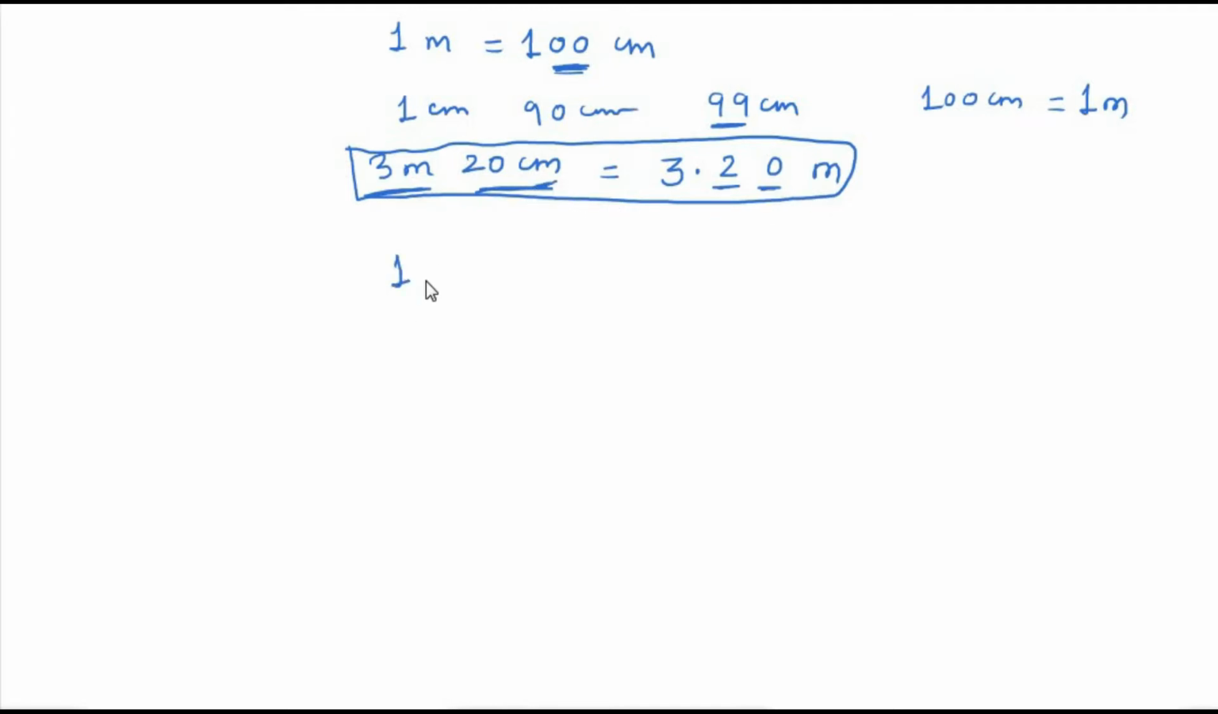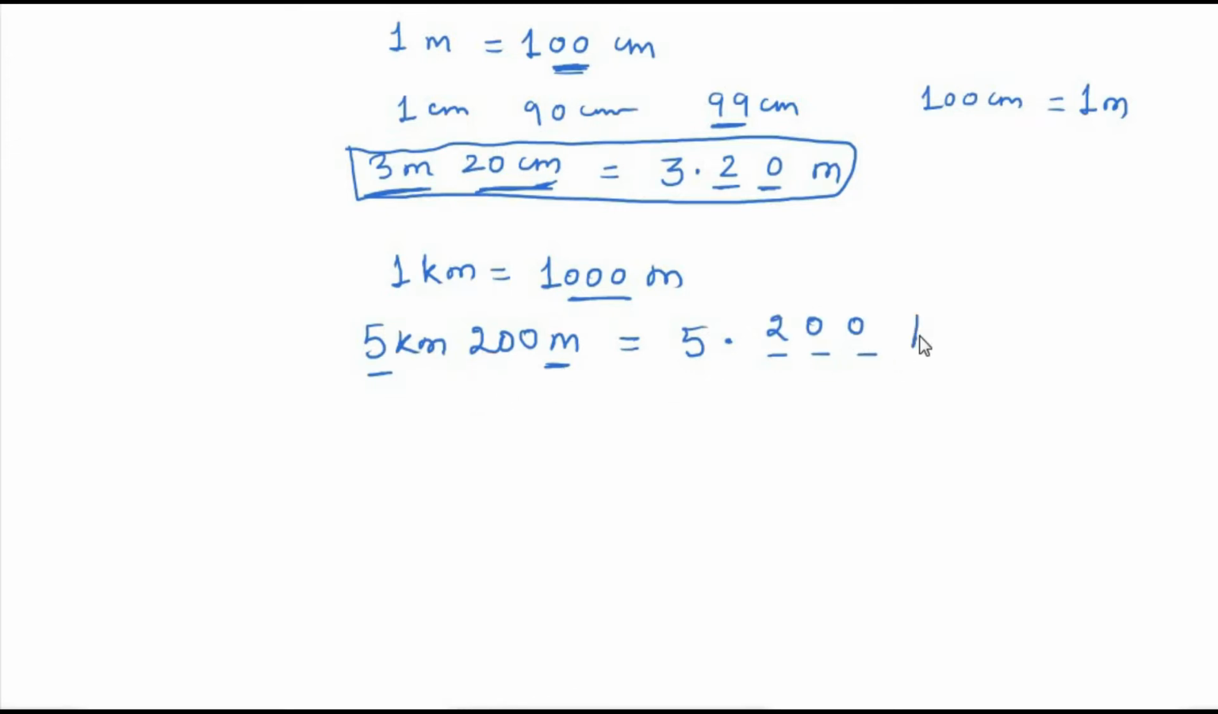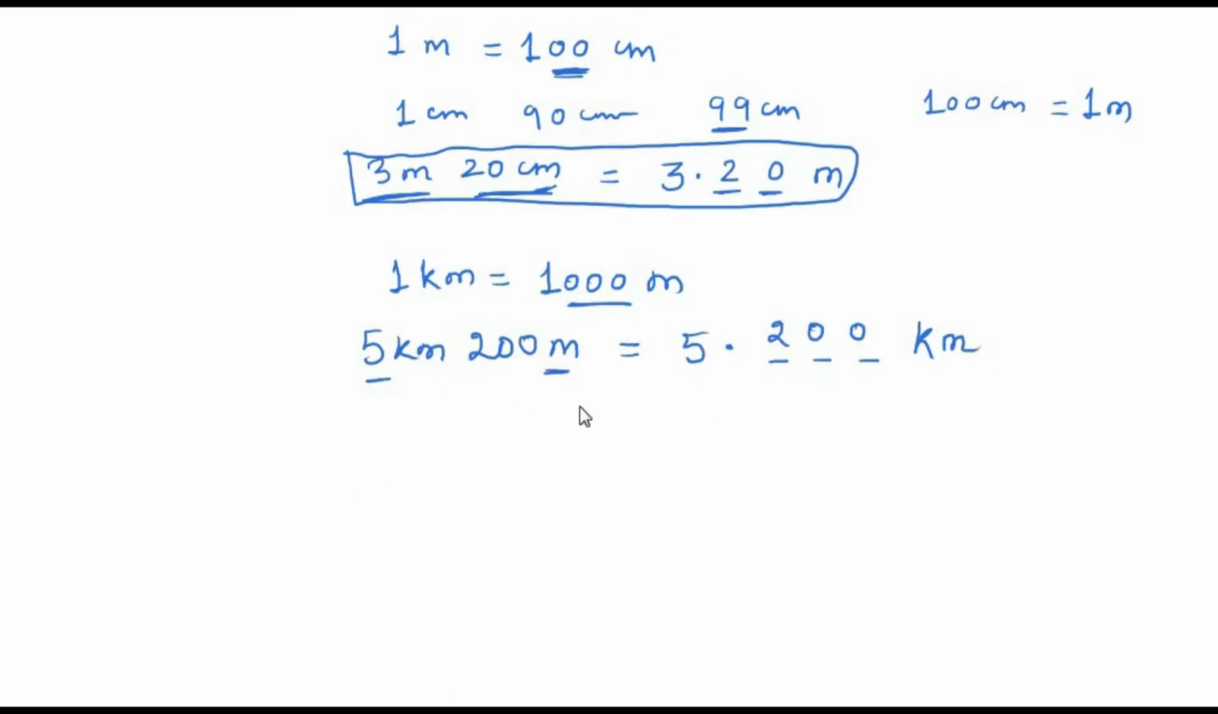Same, we know that 1 kilometer is equal to 1000 meter. So here, if we want to change 5 kilometer and 200 meter into kilometer, what do we need to do? How many zeros are here? 3 zeros. It means we can add 3 digits after the decimal point to represent the meter part. So we will write here 5, then decimal point, and then 3 digits to represent the meter part. So the answer is 5.200 kilometer. The same concept we can use for gram, kilogram and rupees and paisa for the conversion.